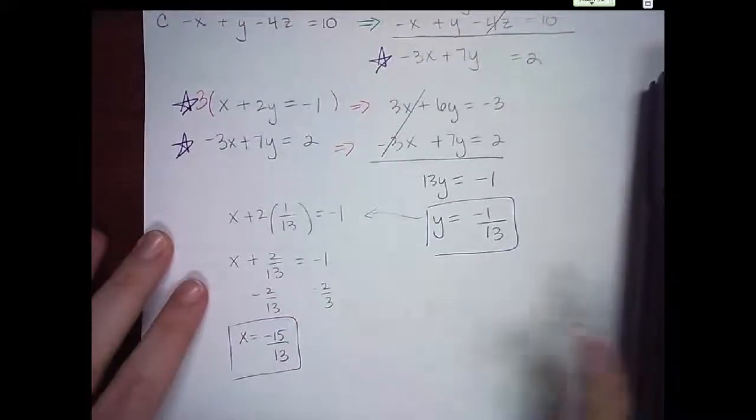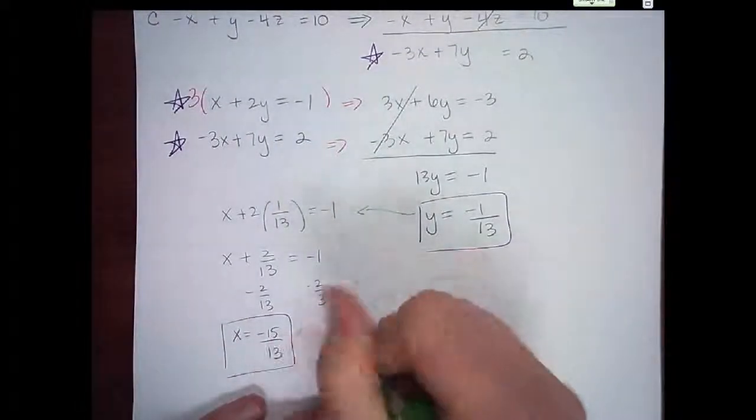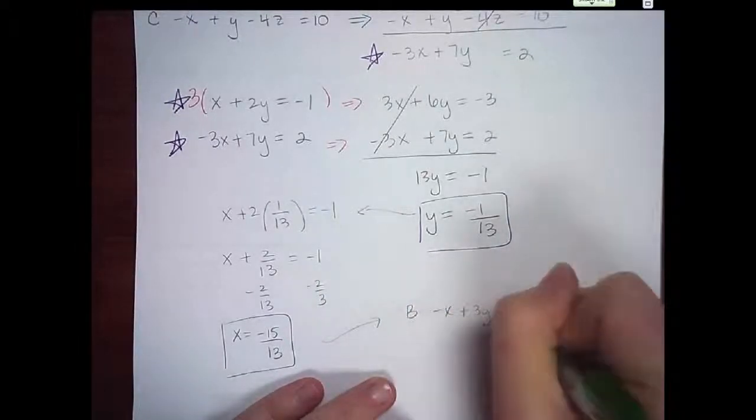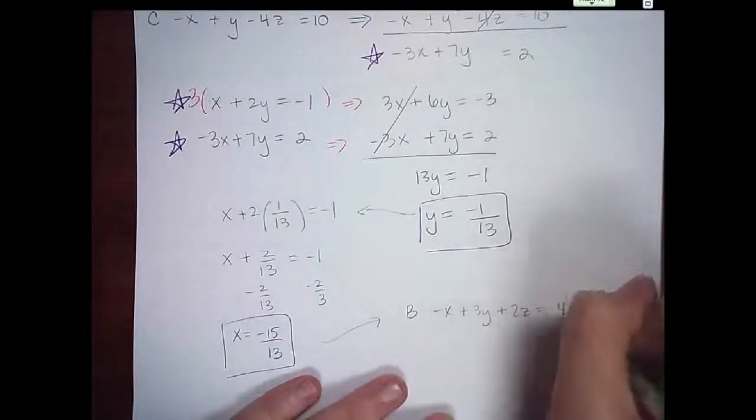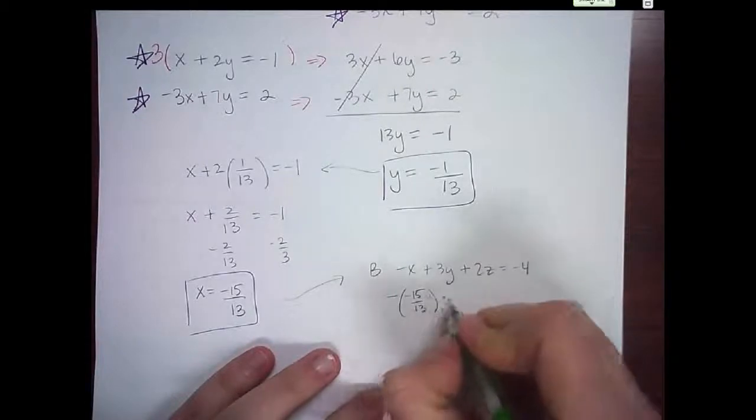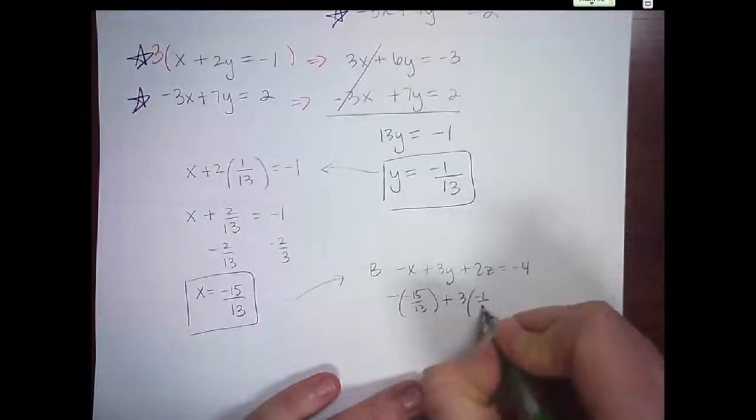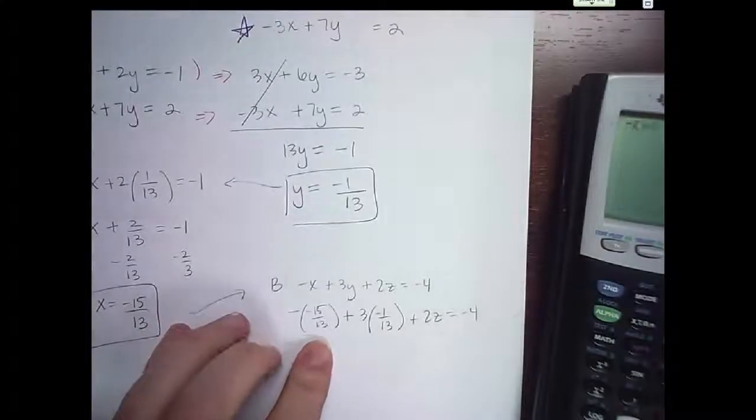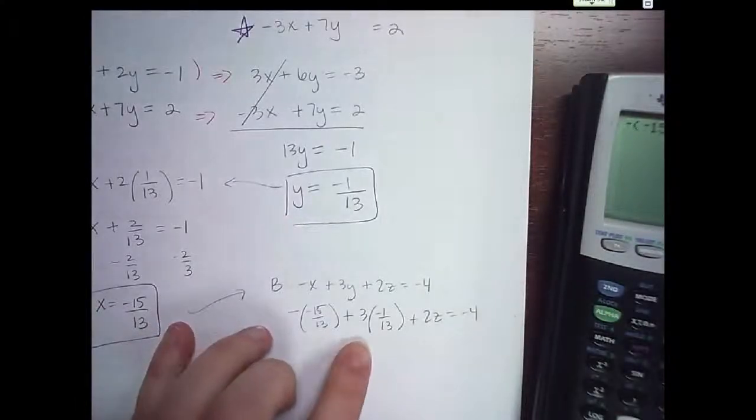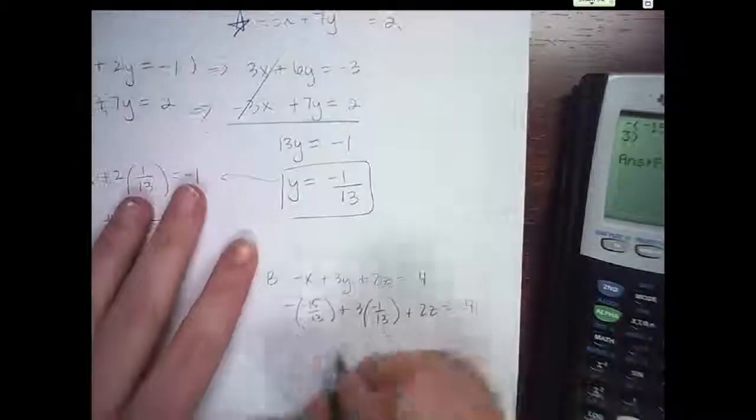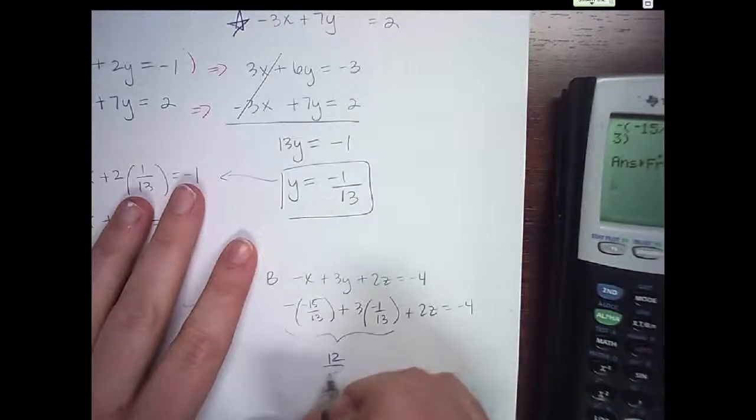Okay, now I'll go back to one of the very first ones. I want to find the z. So I'm going to go to the second one, the B equation, and plug in what I know. So I have negative x plus 3y plus 2z equals negative 4. Okay, now because I have these ugly fractions, I'm going to put this part in my calculator. So I got this whole thing right here equals 12 over 13.